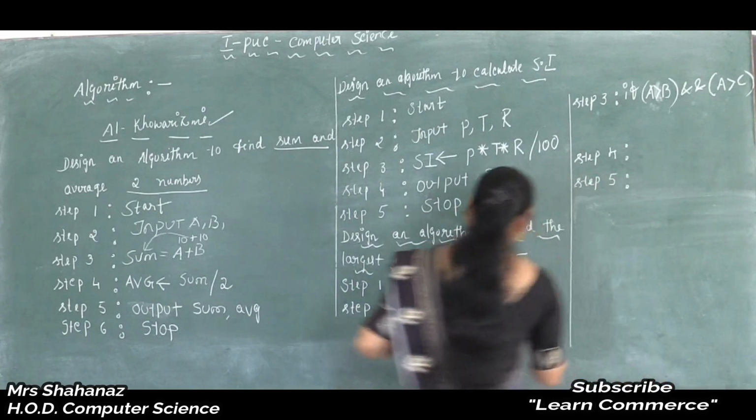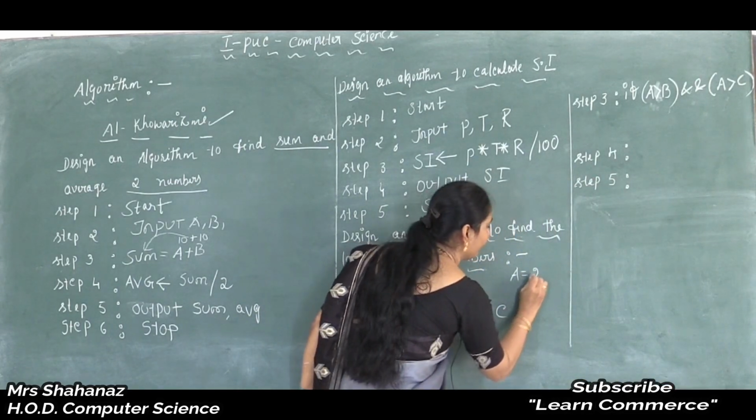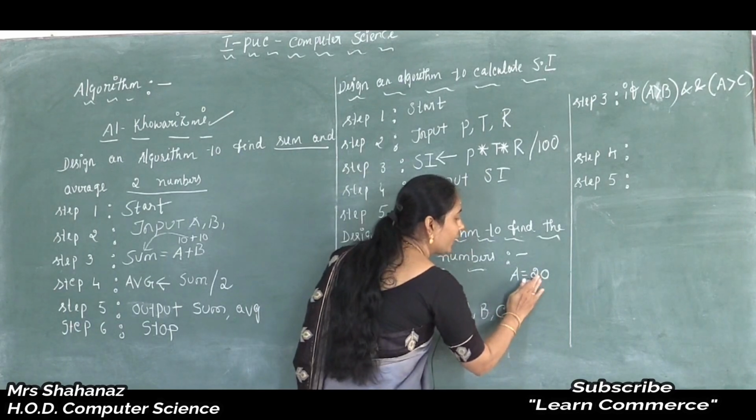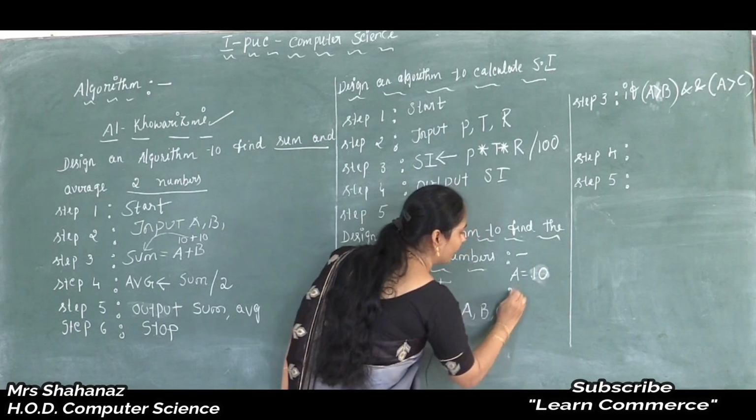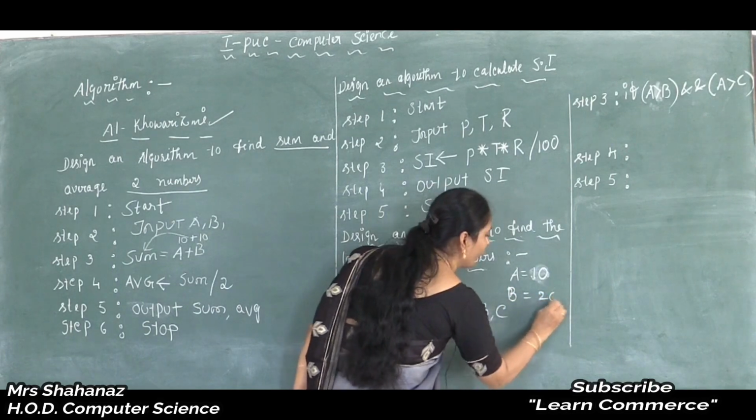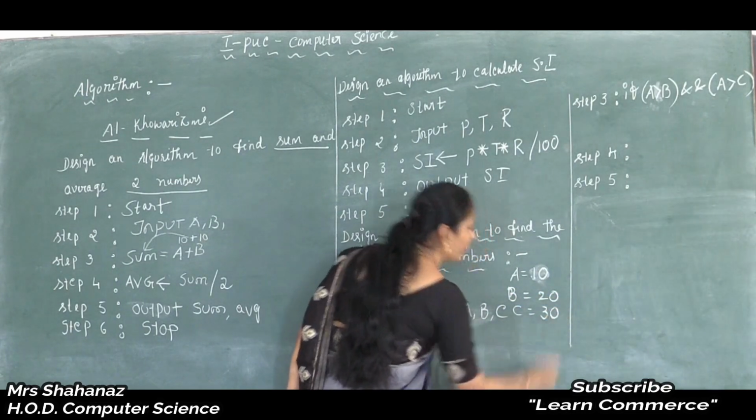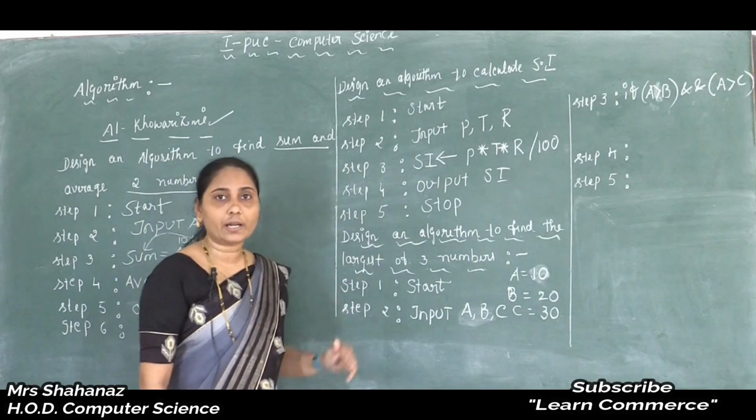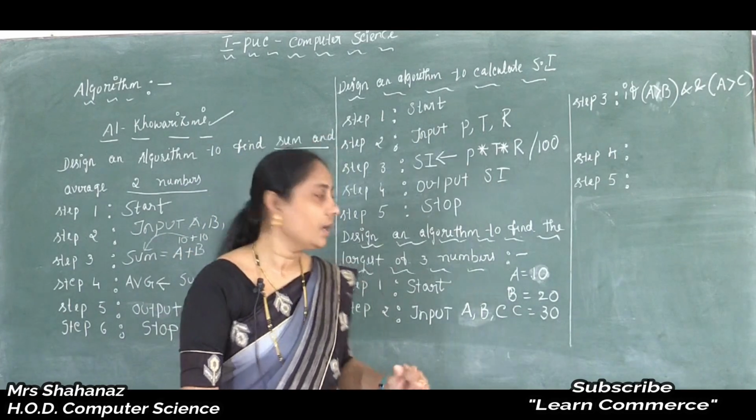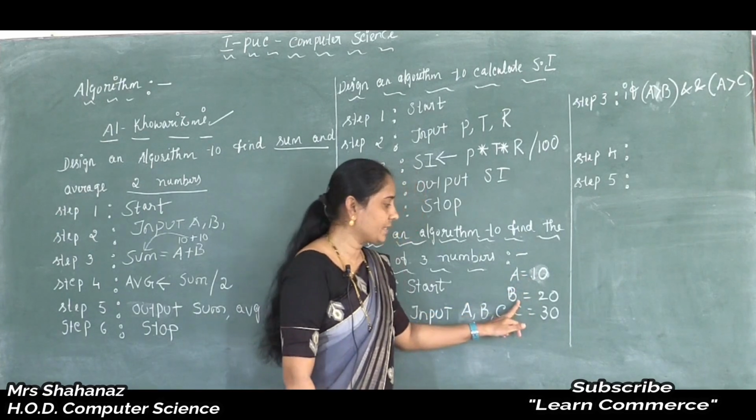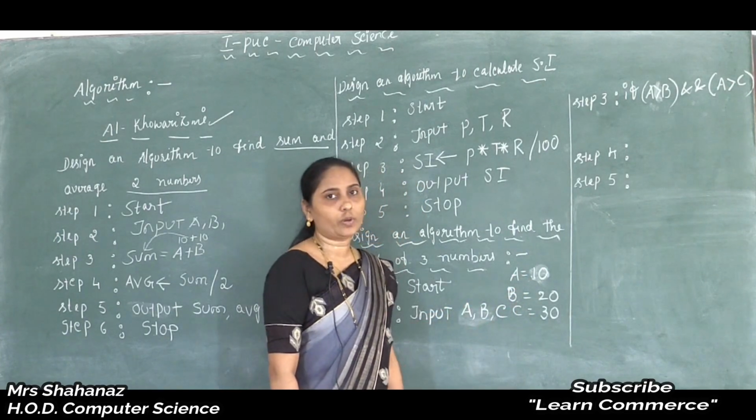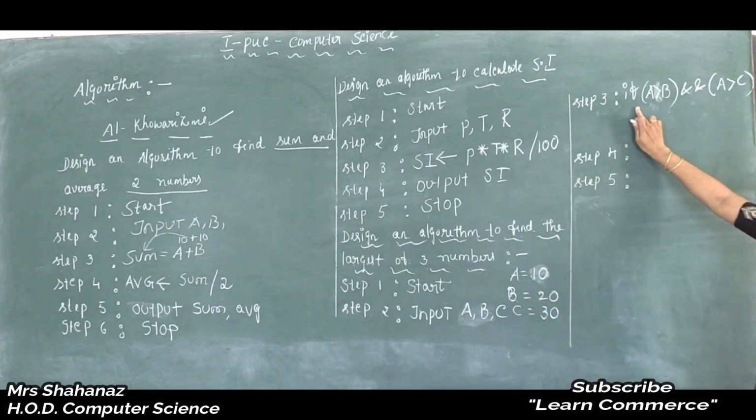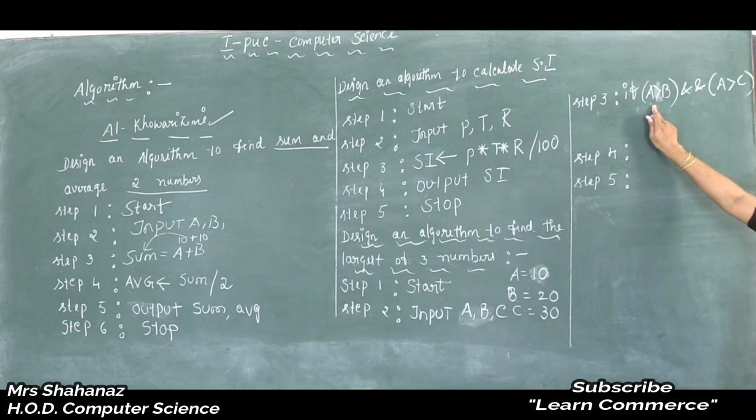Okay, so let's use some values. A value is equal to 10, B value is equal to 20, C value is equal to 30. So some values I have taken for A, B, C here. Now after knowing the values of A, B, C, I am going to check the condition.